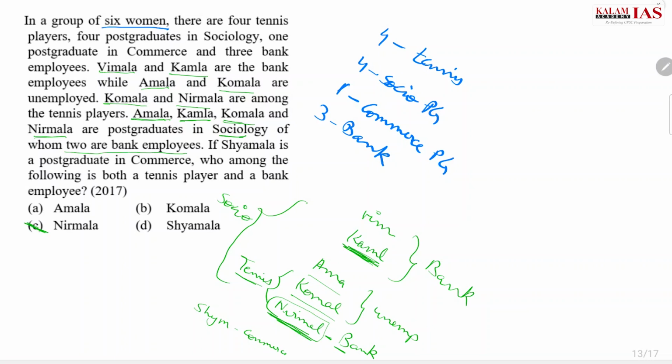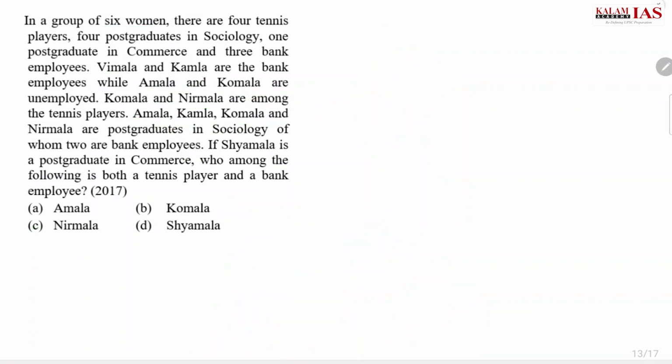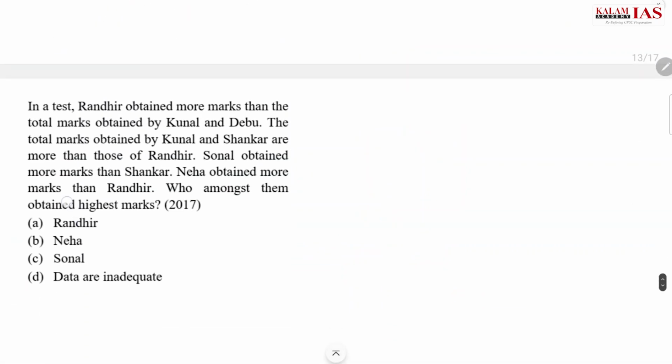Again, very simple question. You have to just write all these 6 names, keep on writing the relations given. Vimla and Kamla are bank employees, Amla and Komal are unemployed, Komal and Nirmala play tennis, and Nirmala, Komal, Amla, Kamla are all postgraduates in sociology. Out of these 4, 2 of them are bank employees: one is Kamla, another one is Nirmala. They are asking who is tennis player and bank employee both. So answer is Nirmala. Simple question. You have to just give the details and arrive at the answer.